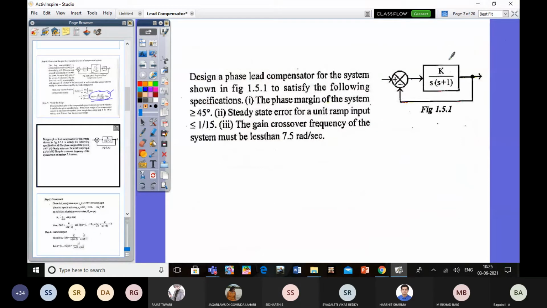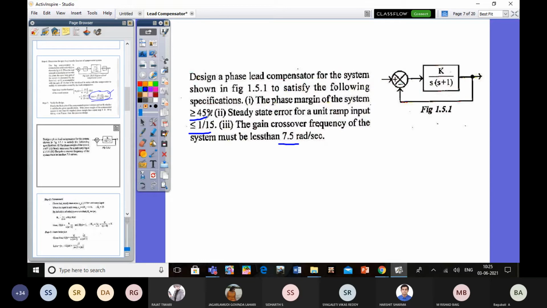Okay, write down this problem. Design a lead compensator for the system shown in the figure to satisfy the following specifications. The phase margin of the system should be greater than or equal to 45 degrees. Steady state error for a unit ramp input will be less than or equal to 1 by 15. The gain crossover frequency of the system must be less than 7.5 radians per second.